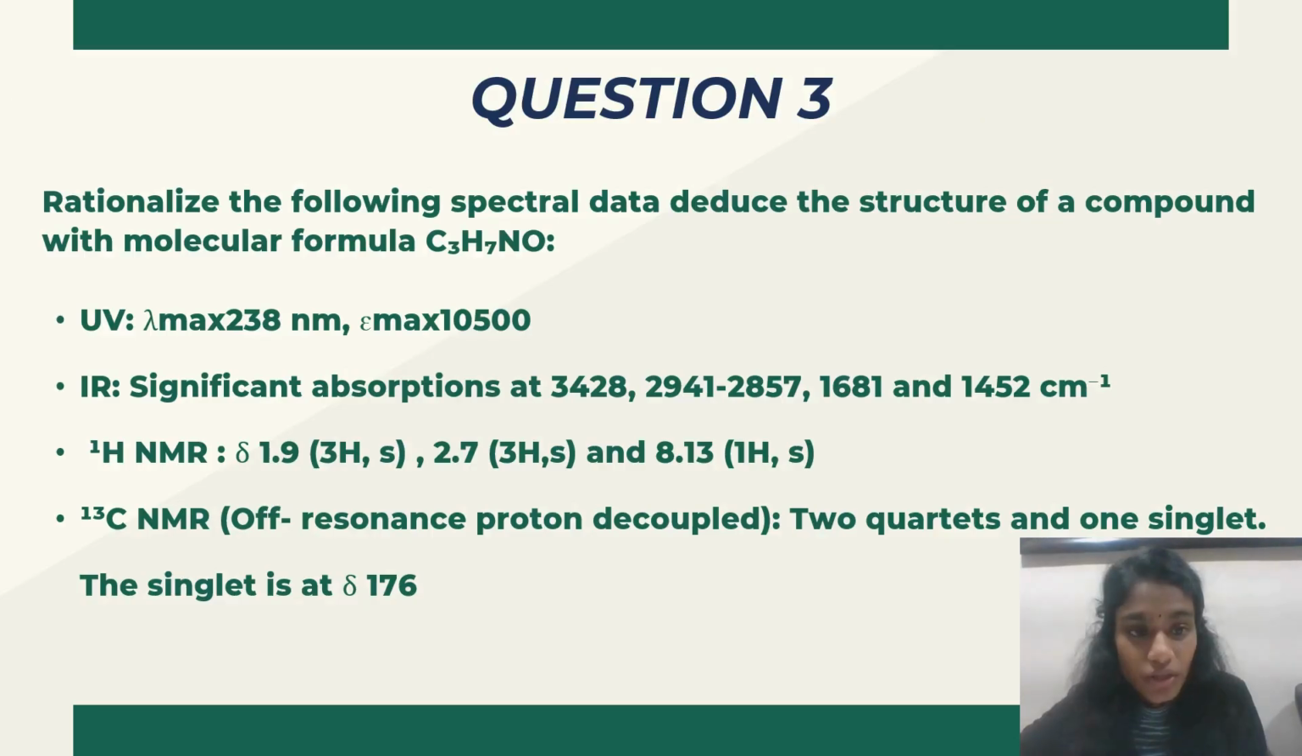Thank you. So this is question 3, where we need to deduce the structure of a compound with the molecular formula C3H7NO from the following spectral data that they have given. From the UV they have already given us the lambda max and also the maximum absorption. For the IR they have listed around 4 significant absorptions. For the H NMR, 3 chemical shifts, and for the C NMR, which is off-resonance partially coupled, they mention around 2 pieces of information.